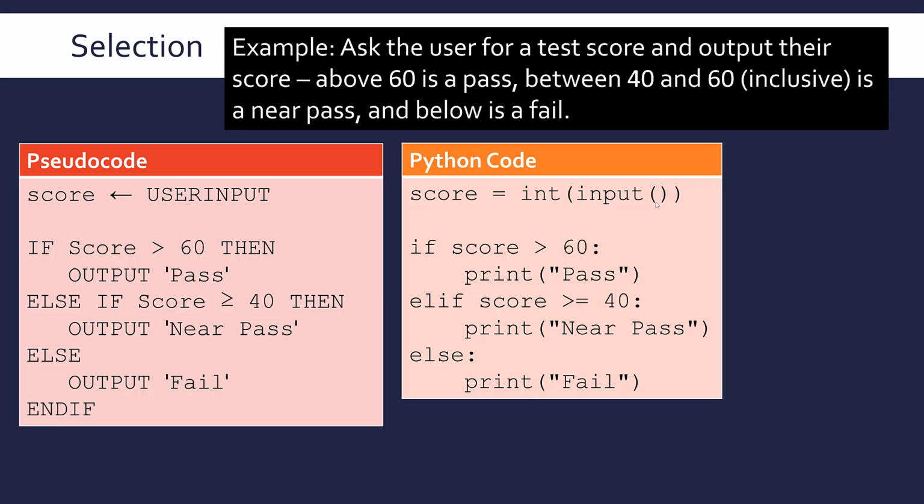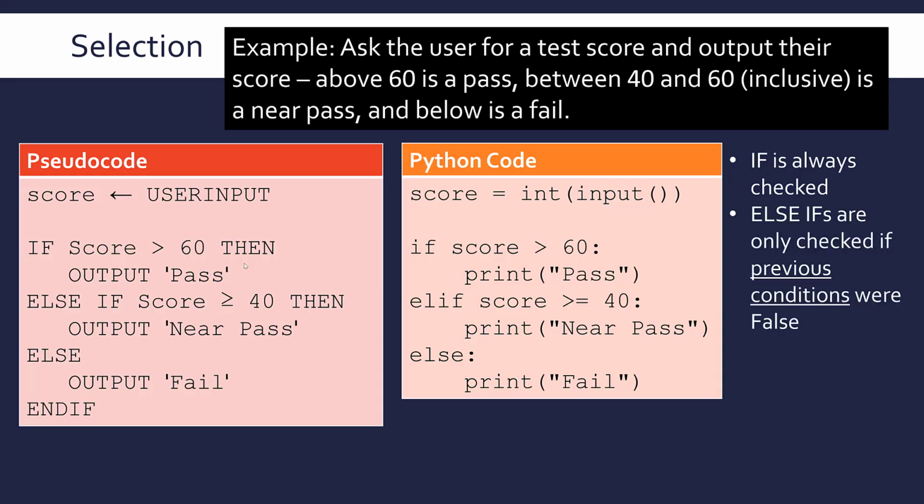Now, what else is worth pointing out here? I think let's just go through what happens in the selection block. So if is always checked. Every time you've got an if statement, that is always going to be checked. Elif has to follow if, it can't be on its own, and else ifs or elifs are only checked if previous conditions were false.